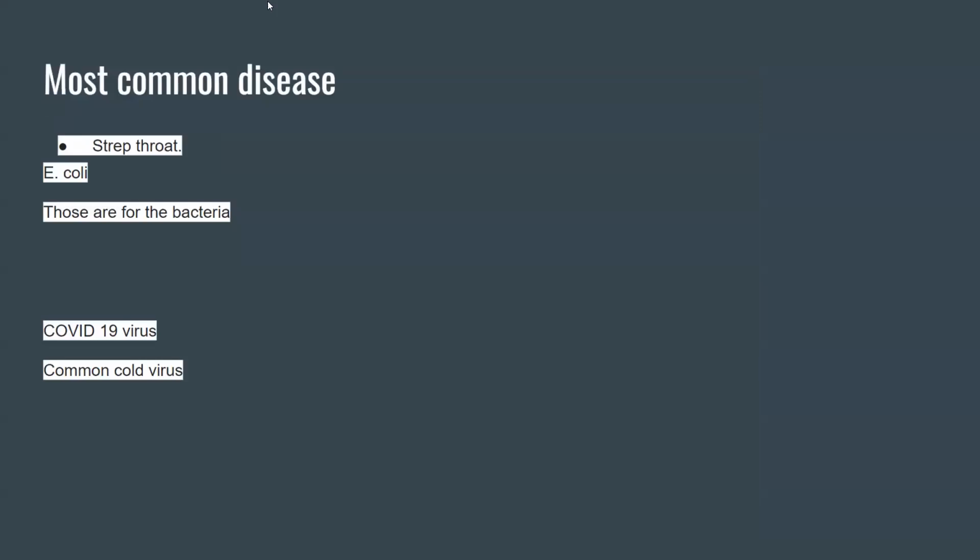The most common disease, the strep throat. It's a bacterial infection that can make your throat feel sore and scratchy. It accounts for only a small portion of sore throats. If untreated, strep throat can cause complications such as kidney inflammation or rheumatic fever. E. coli. The E. coli, also known as gram-negative, rod-shaped, coliform bacterium of the genus Escherichia, is commonly found in the lower intestine of warm-blooded organisms. And those are for the bacterial diseases.